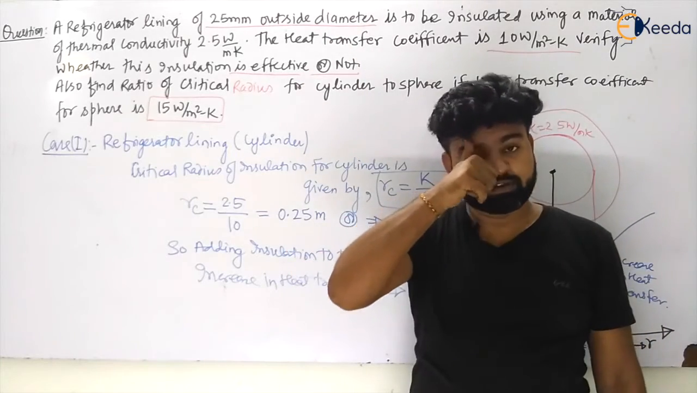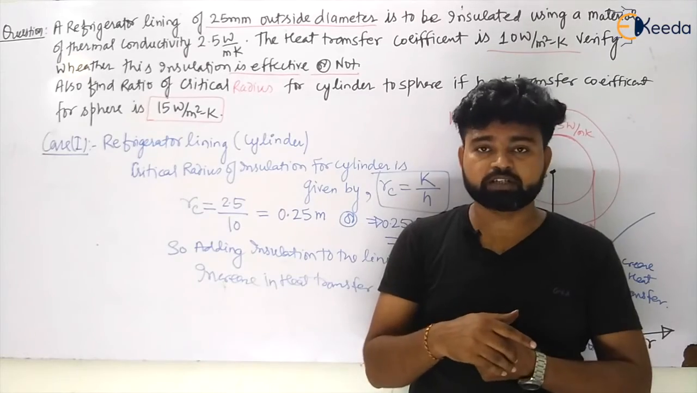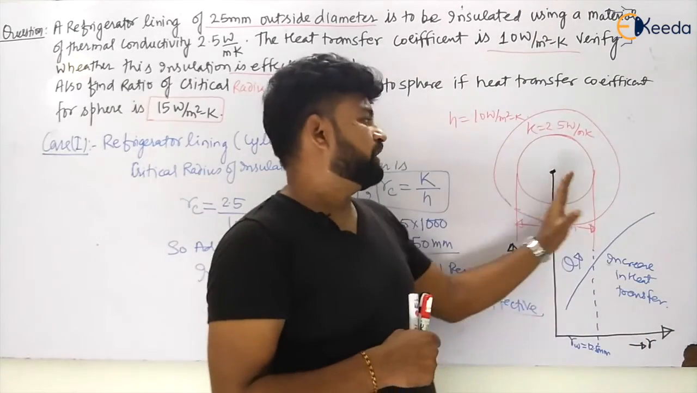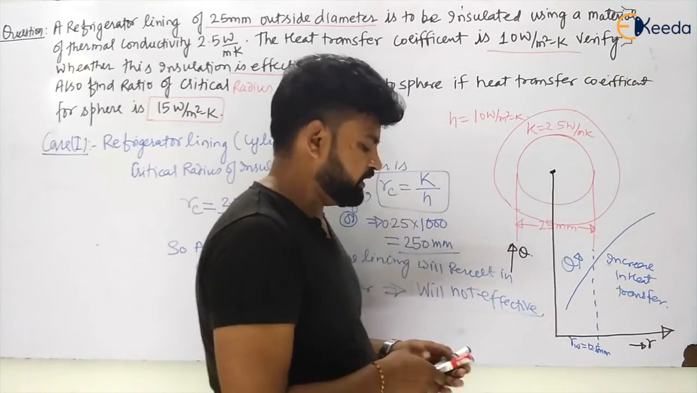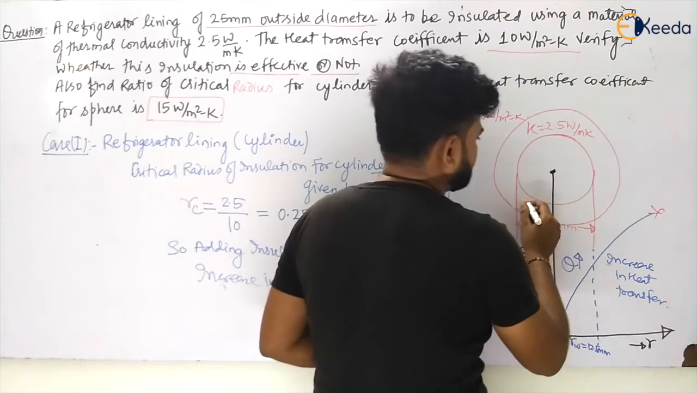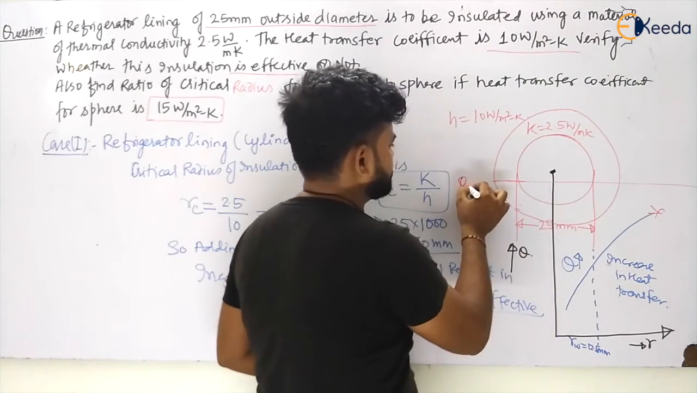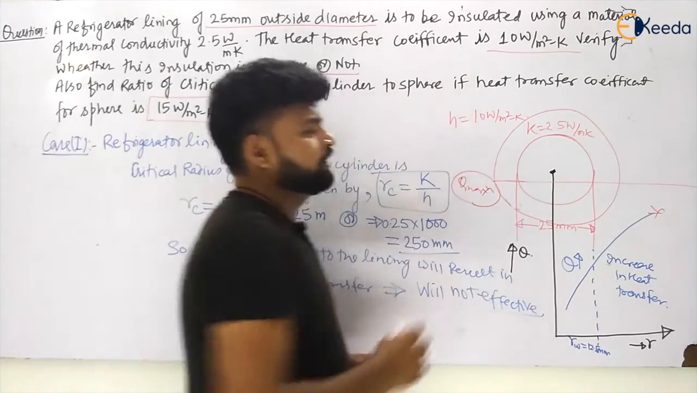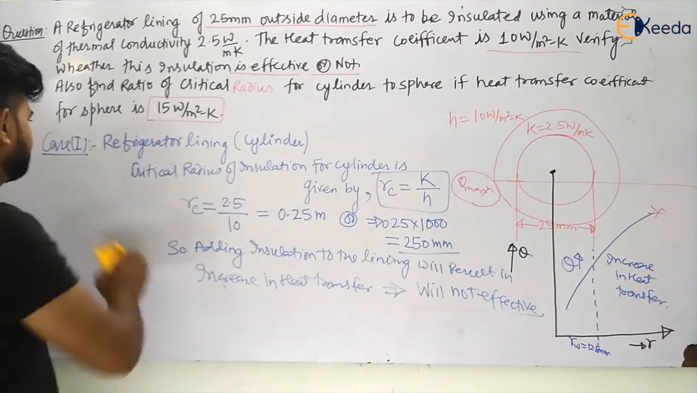Okay, and because there will be an increase in heat, there is no benefit of adding insulation in this case. So we will only have this kind of lining, so that there will be this much heat transfer. Otherwise, let us say there will be some maximum heat transfer somewhere here. Now let us see the second case, my dear students.